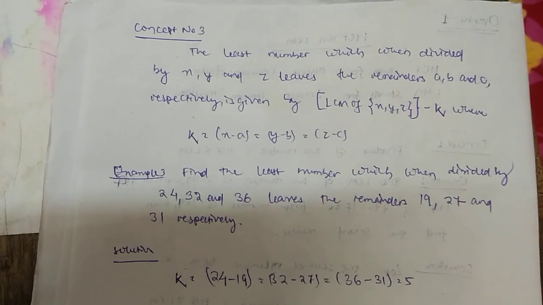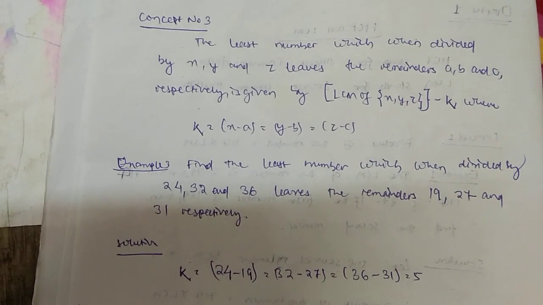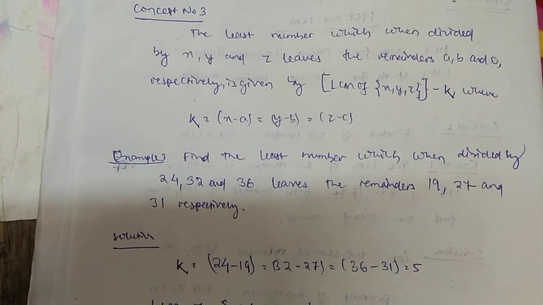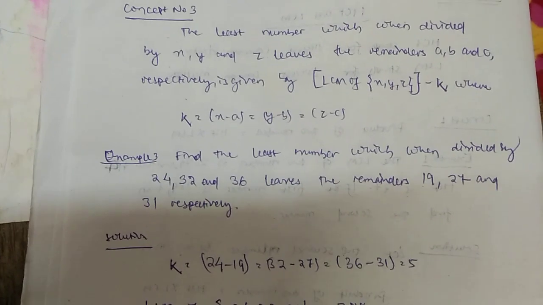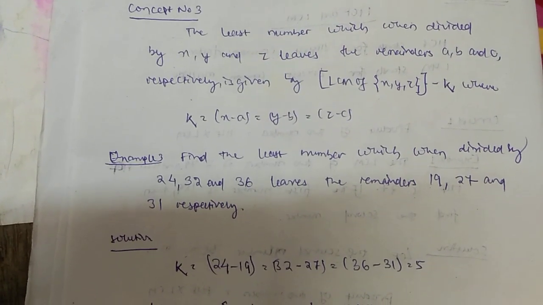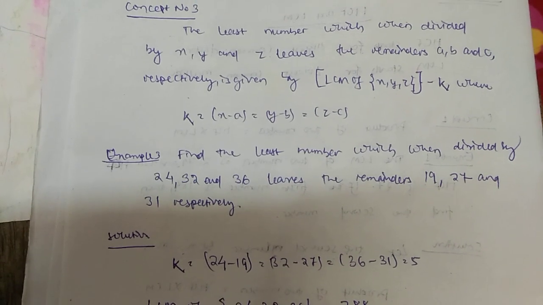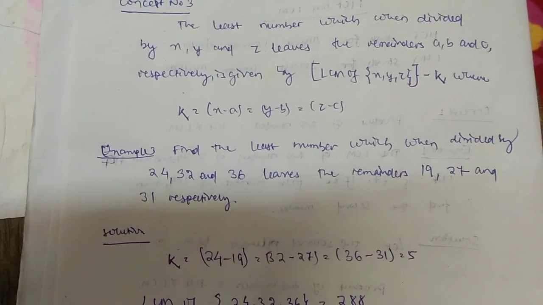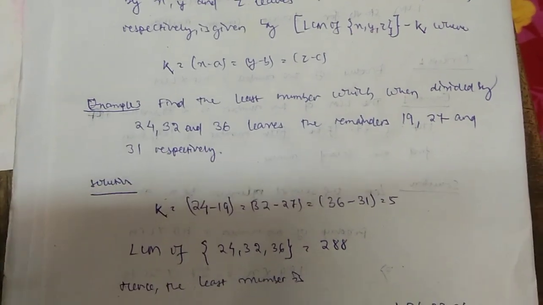On concept number 3. Concept number 3 is the least number which when divided by x, y and z leaves the remainder a, b and c respectively is given by LCM of x, y, z minus k, where k is x minus a equal to y minus b and z minus c. We are going to see the example.